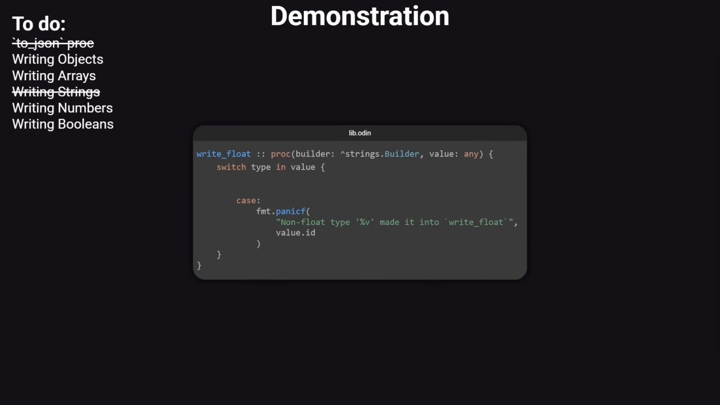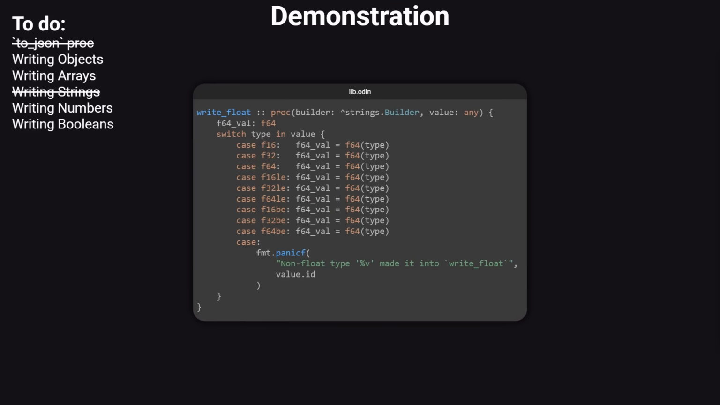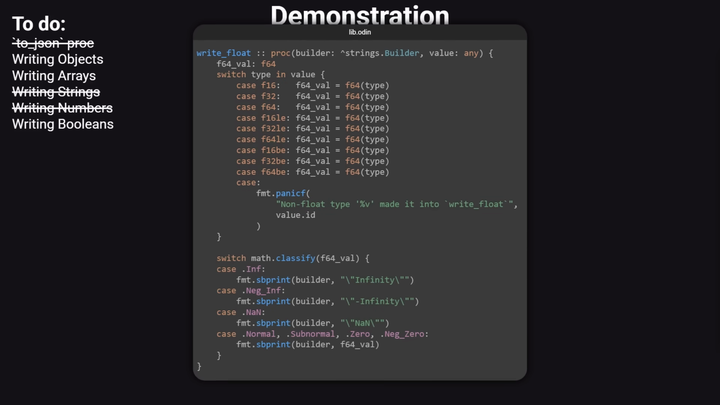JSON numbers are not IEEE floats, so they don't support nan or infinity. This makes it somewhat non-obvious what to do in those cases, and there's no perfect answer. We'll just use strings in this case, and we're going to have to do some slightly weird stuff in our switch statement, since we need to cast all these up to f64 for consistent formatting. Once we've got that, we can use math.classify to know exactly what type of number we're working with, giving special handling to the infinities and nan.